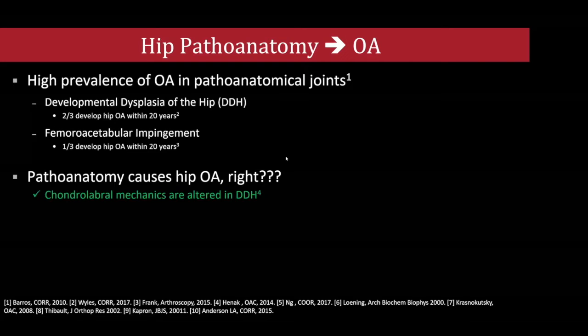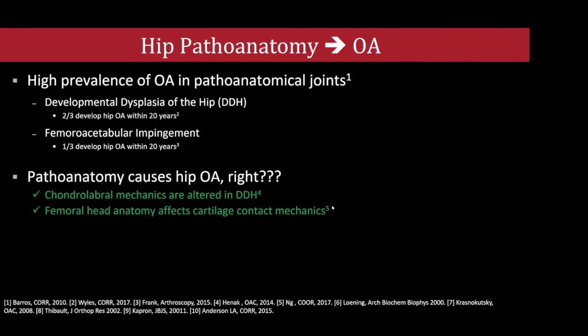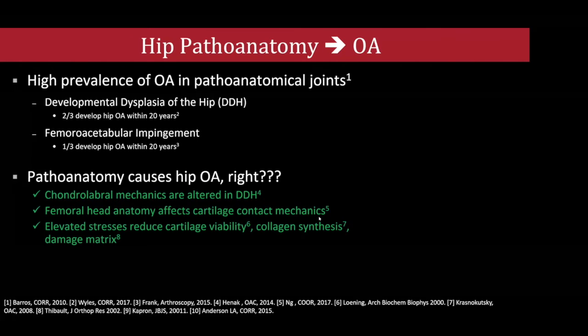Contralateral mechanics, we showed, are altered in patients with DDH using patient-specific finite element analysis. Very related research has shown that femoral head anatomy, the way that the femur is shaped, does affect cartilage contact mechanics. We also know from numerous ex vivo studies that elevated stresses reduce cartilage viability and collagen synthesis, as well as damage the extracellular matrix. But there is also some evidence against this.